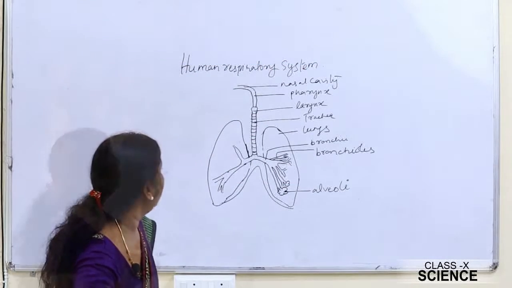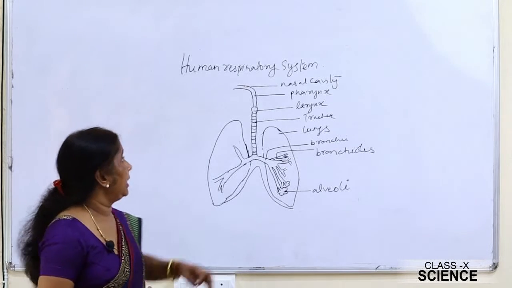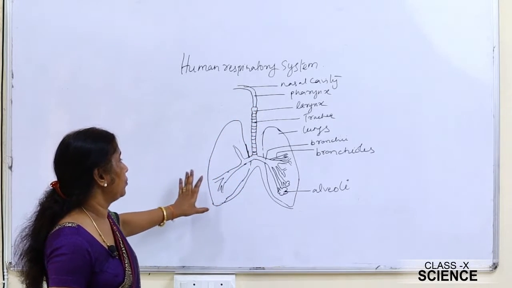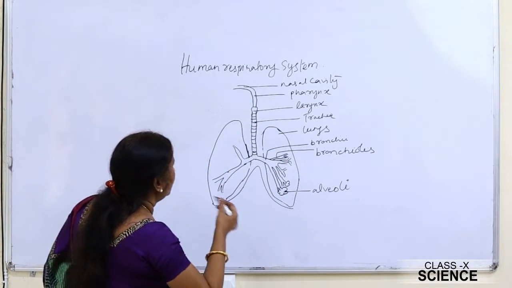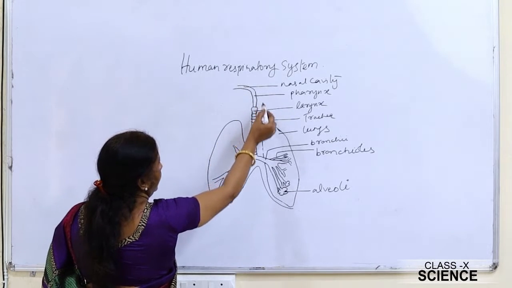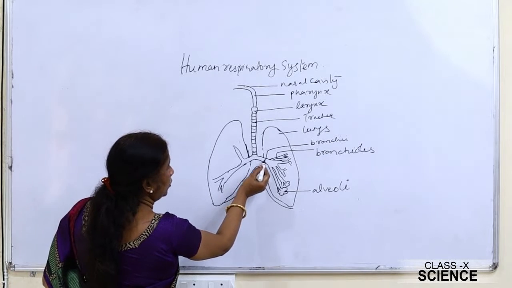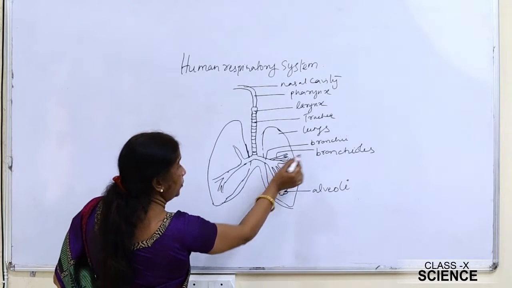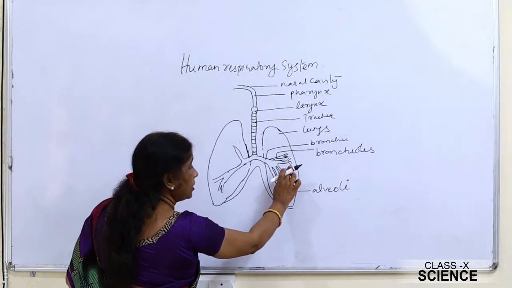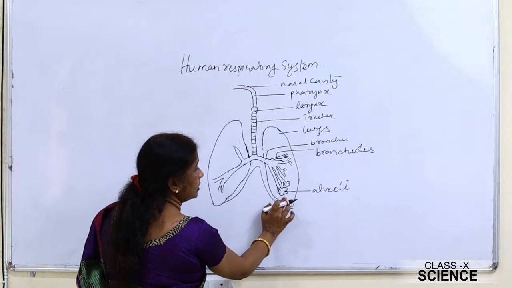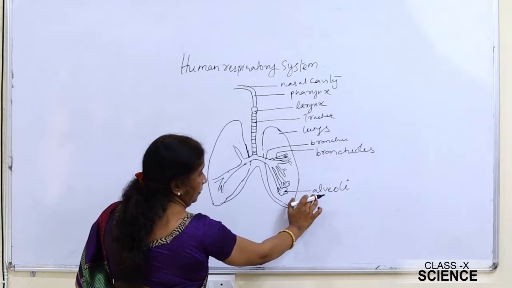Now let us see how the process of respiration takes place in our body, that is, the human respiratory system. See, I have drawn a structure here showing the human respiratory system: nasal cavity, pharynx, larynx, then trachea. The trachea branches into bronchi. The bronchi further branch into bronchioles, which terminate as terminal bronchioles, and at the end of the terminal bronchioles are attached balloon-like structures called the alveoli, right?